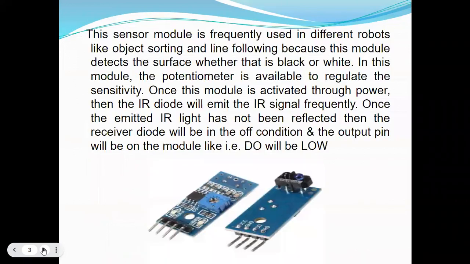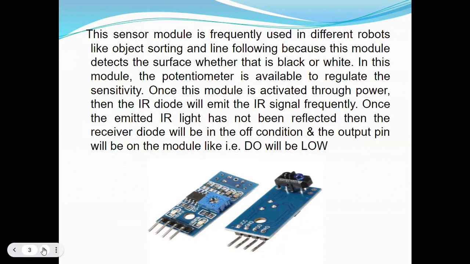This sensor module is frequently used in different robots like object sorting and line following because this module detects the surface, whether it is black or white. Mainly, it differentiates between surfaces that are in high contrast with each other. In this module, a potentiometer is available to regulate the sensitivity.